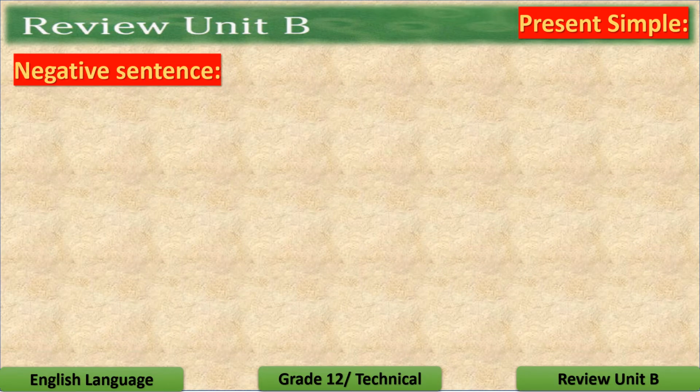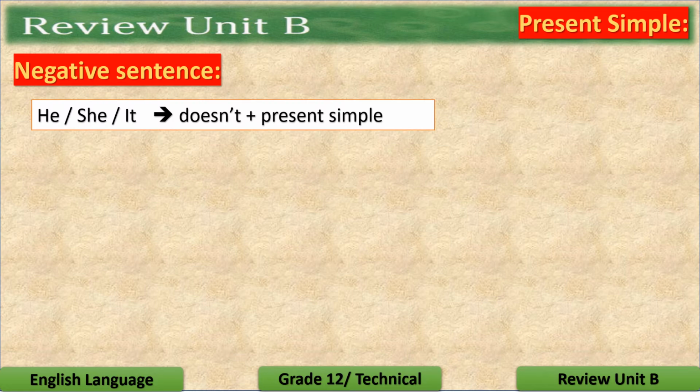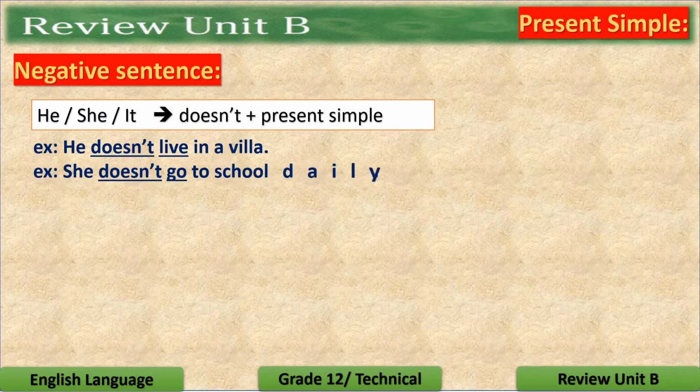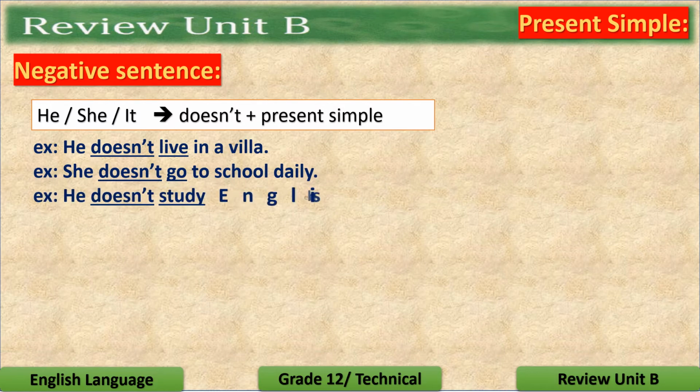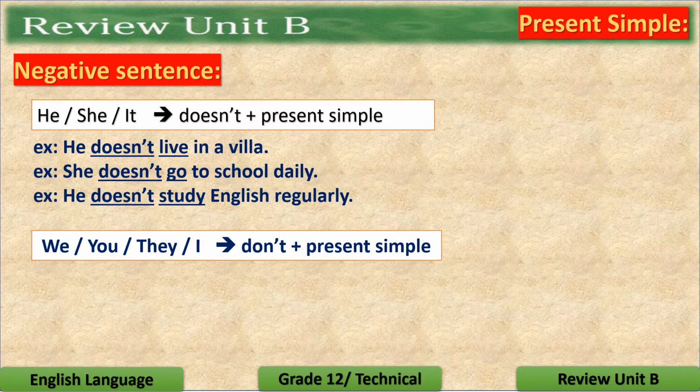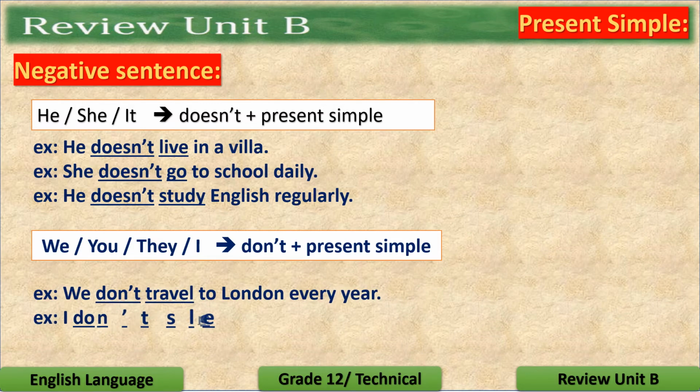While with negative sentences, we have to follow the following rules. Number 1, if the subject is singular, we use doesn't plus the present simple without any addition, the base form. Like the examples, he doesn't live in a villa, she doesn't go to school daily, and he doesn't study English regularly. While with plural subject or I, we use don't plus the base form of the verb. Like the examples, we don't travel to London every year, and I don't sleep 10 hours every day.